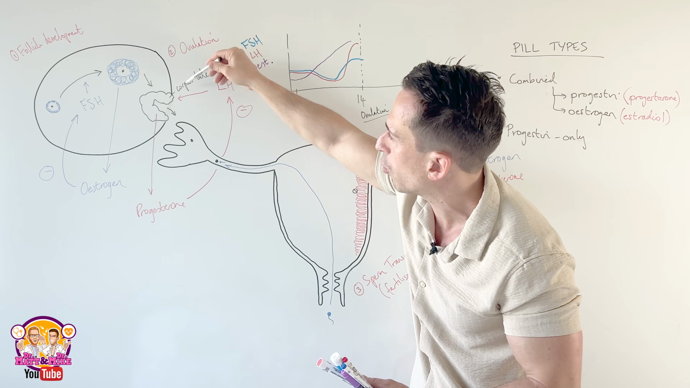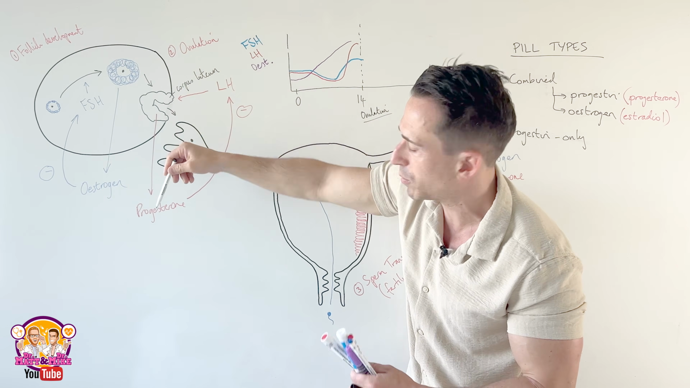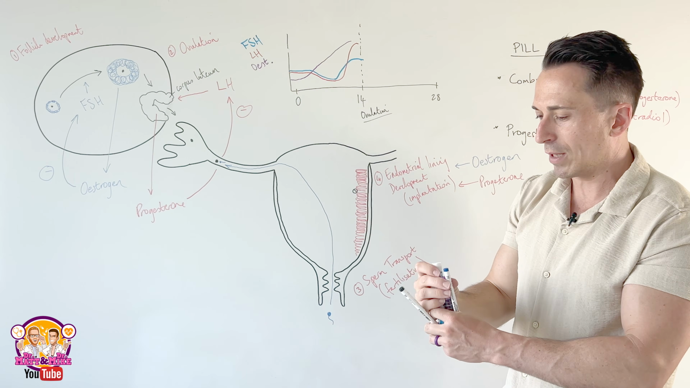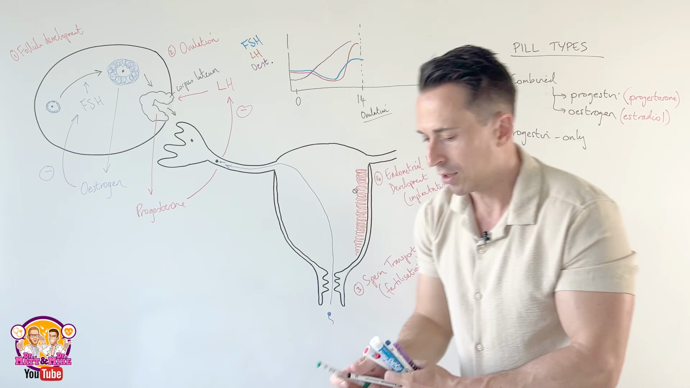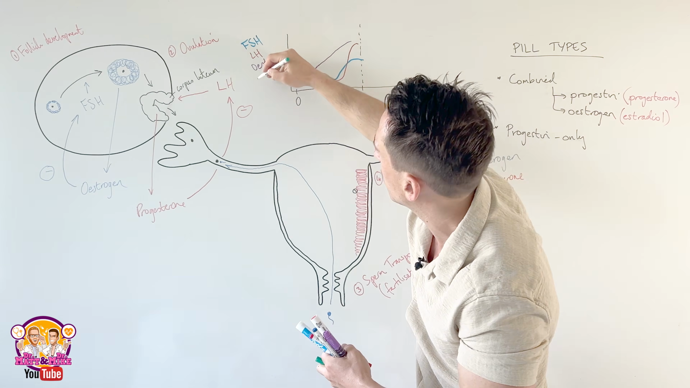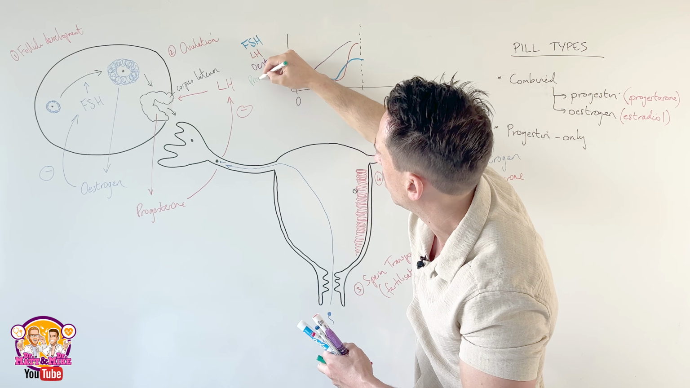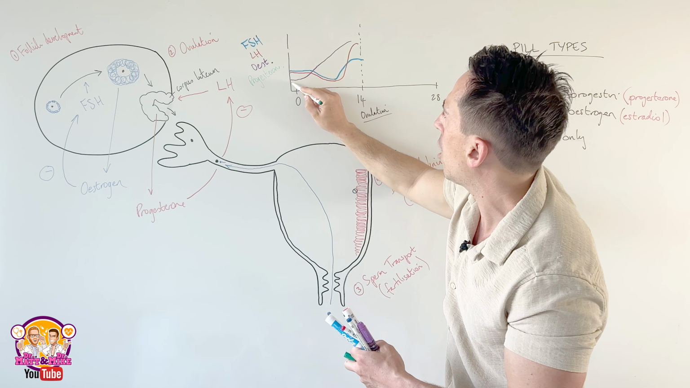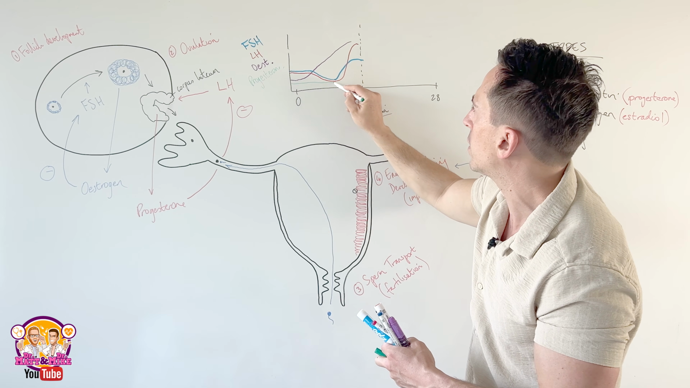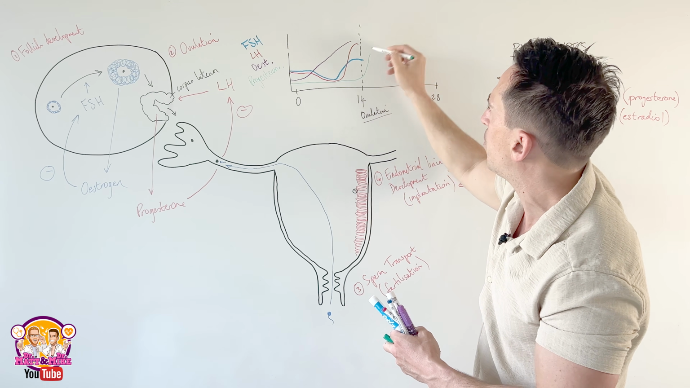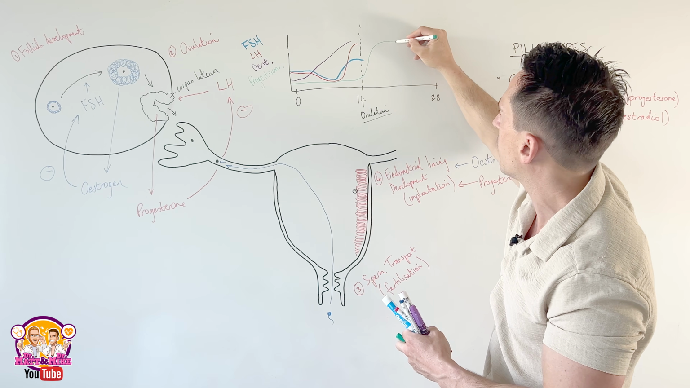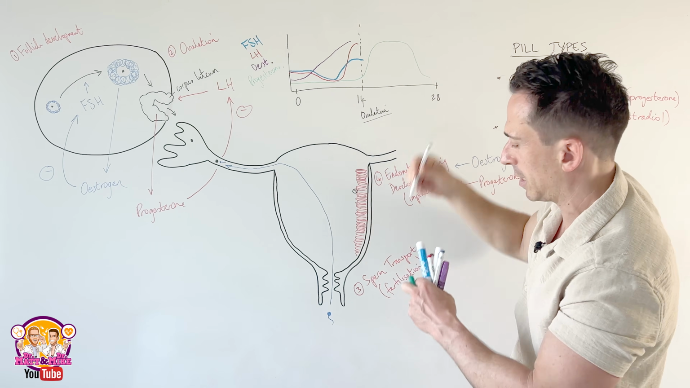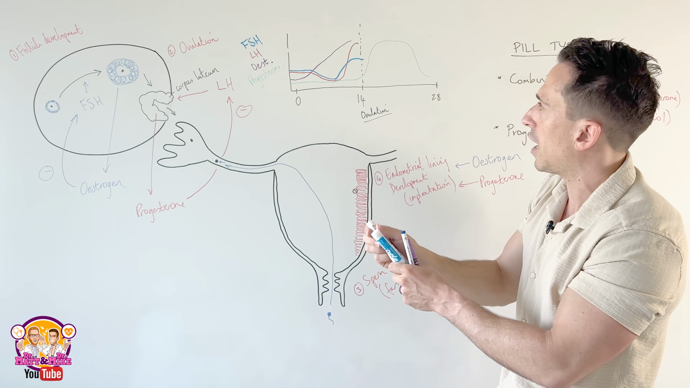But then we've got this corpus luteum that's produced, which is producing progesterone. So let's do progesterone in green. Hopefully you can see green. It's not a very good color to draw on a whiteboard. Progesterone is low until after day 14, and then it boosts up and remains high for about 10 days and then drops back down.